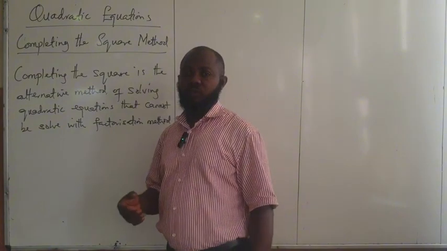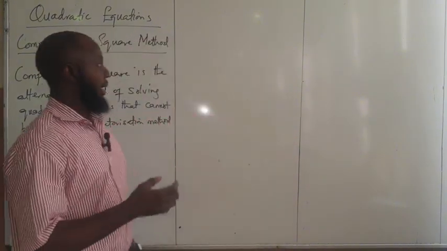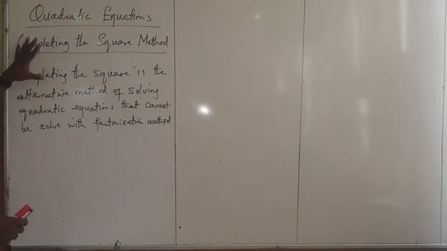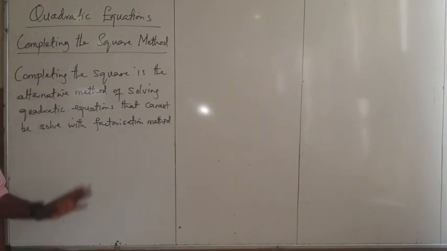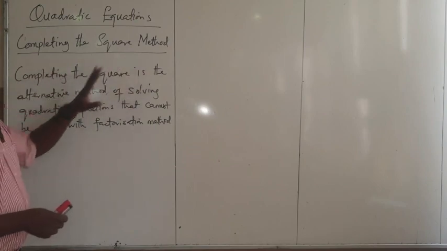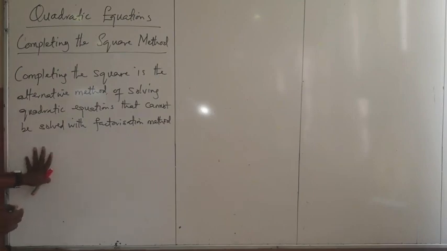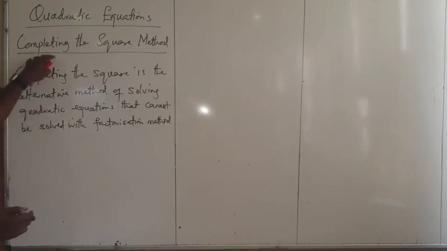If you are given a quadratic equation and you cannot use the factorization method to solve it, this is the alternative method of solving it. That's why I said that completing the square is the alternative method of solving quadratic equations that cannot be solved by using the factorization method. Before we go into the details, we have to look at some things that revolve around completing the square.